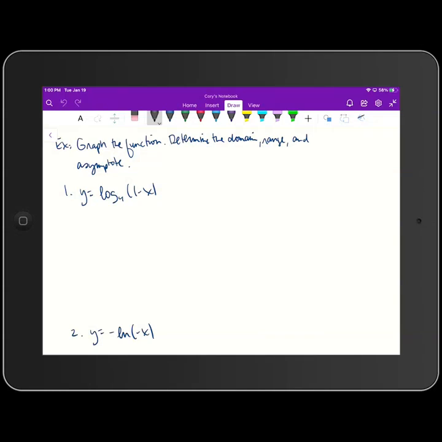Okay, guys, let's go ahead and continue with where we left off in class. So I asked you to work through these graphing examples, and then this will be for you to check your work. Okay, so again, directions ask us to graph the function, determine the domain, range, and asymptote.